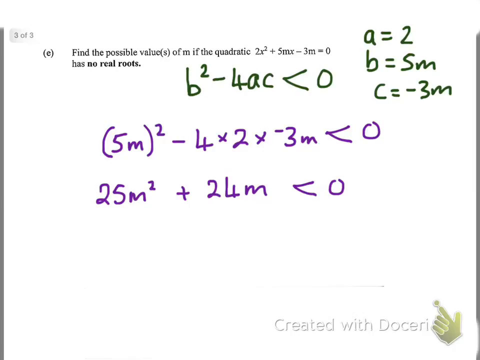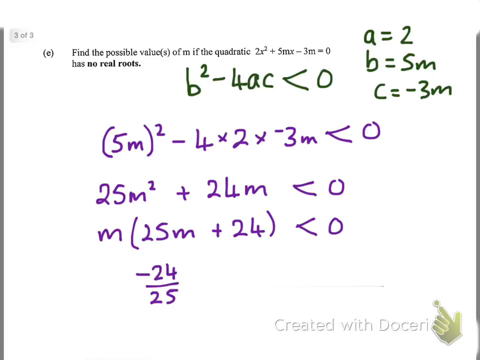If you factorize that, it's got a common factor of m. And so in this case, m could equal -24 over 25, or m could equal 0, and we want it to have no real roots, so it has to be between those two values, greater than -24 over 25 and less than 0. That's excellence.